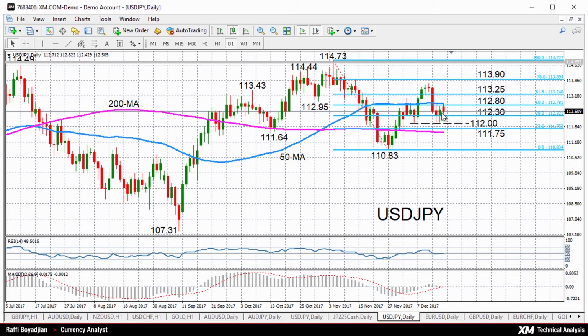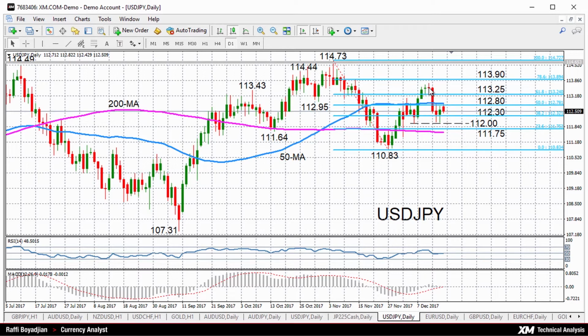There is immediate resistance coming from the 50% Fibonacci retracement of the down leg from 114.73 to 110.83. It's also where the 50-day moving average has currently flatlined. So that region around 112.80 is proving to be a strong resistance area.